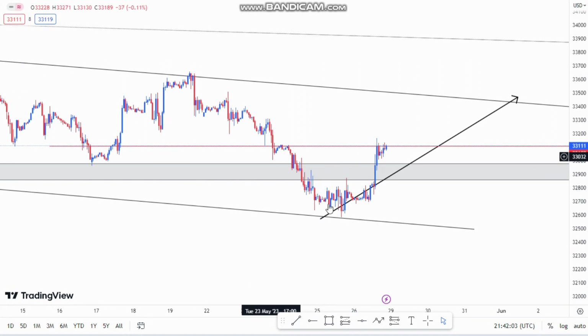So we could see this kind of movement occurring on USD. The same movement that occurred here could occur right over here, and then if we push to the upper side.